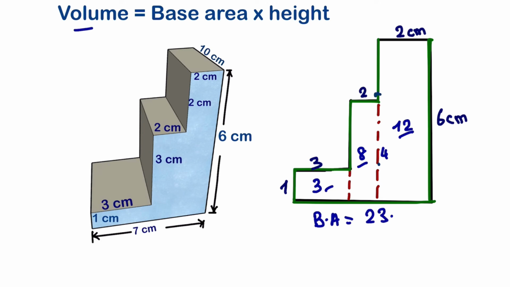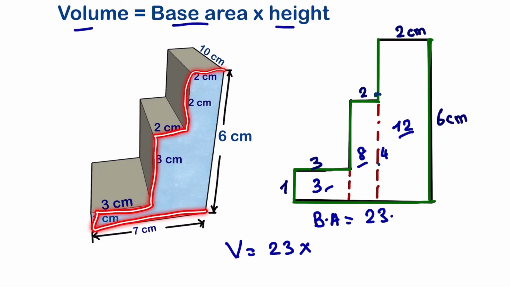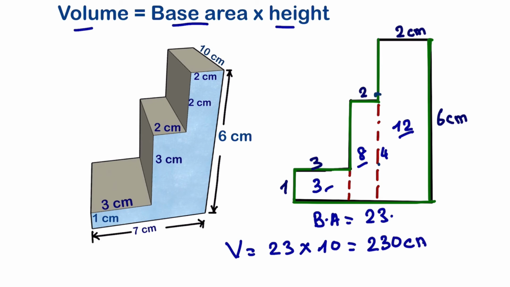So let's go back to our formula. Volume is base area times the height. So the volume is equal to the base area, 23, times the height. Now this will be the height of the prism. This is 10. You can see this is the height. So 10 is the height of the prism. If we multiply it together, we are going to have 230 centimeter cube. So this is the volume.